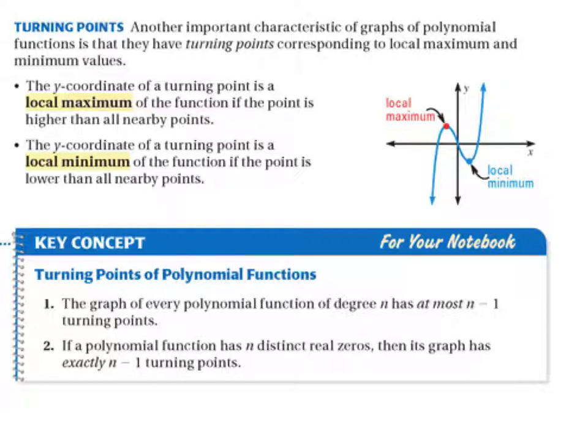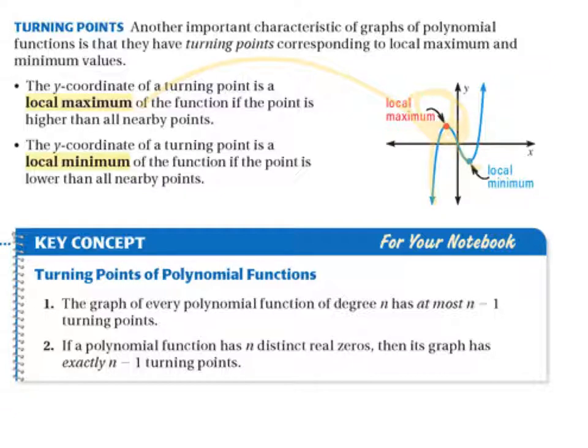All right, more reminders. Now we're talking about turning points. Another important characteristic of graphs of a polynomial function is that they have turning points corresponding to local maxima and minimum values. The y-coordinate of a turning point is the local maximum if the function of the point is higher than all nearby points. Okay? It's a maximum if it's the highest point on the curve.